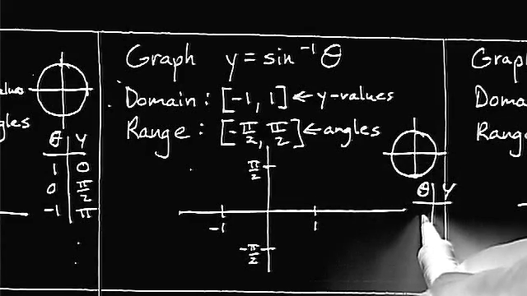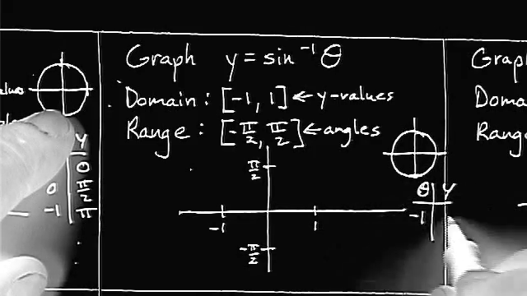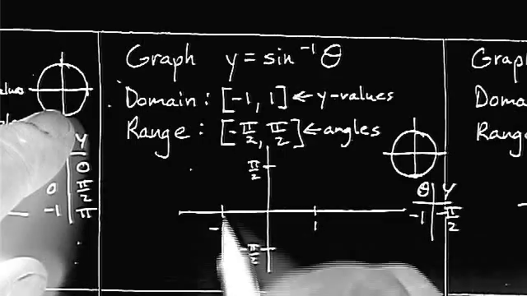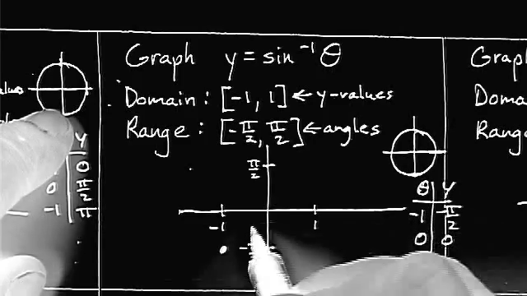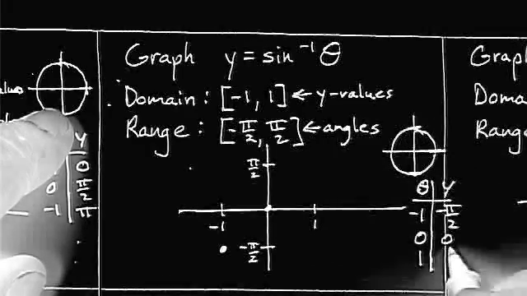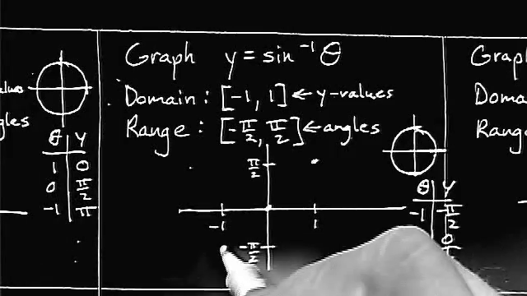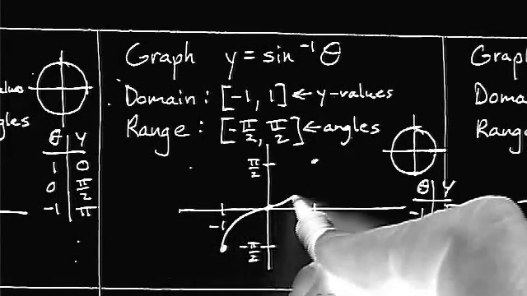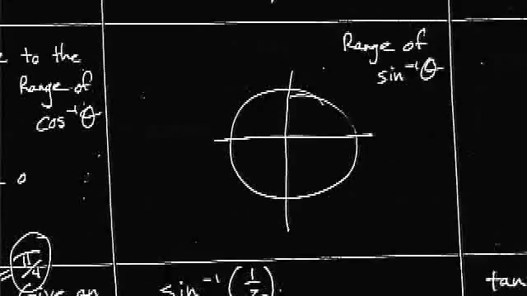So you are sticking in a y value of negative 1, and you're getting out an angle measurement of negative pi over 2. Sticking in a 0, a y value over here at 0. Sticking in a 1, and a y value comes out of positive pi over 2. And so we get a shape, if we plotted more points, that looks like this, which passes a vertical line test, and I'm really happy about that. So that's the range of the inverse sine function.